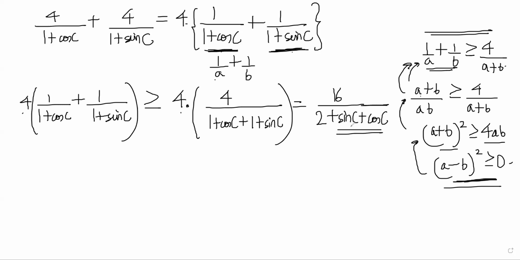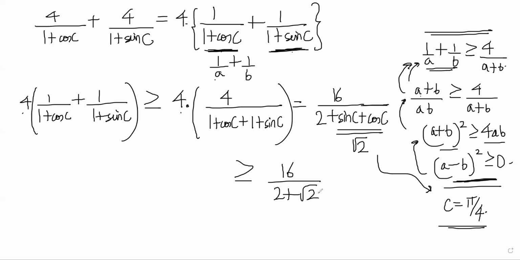And the maximum value of sine c plus cos c is root 2, which happens when c is equal to pi by 4, when sine c is 1 by root 2 and cos c is 1 by root 2. So we can say that this is going to be greater than or equal to 16 by 2 plus root 2, right? Because if you take the maximum value for the term in the denominator, the quantity that you get will be lesser than the other possible values, right? So we'll get 16 by 2 plus root 2.